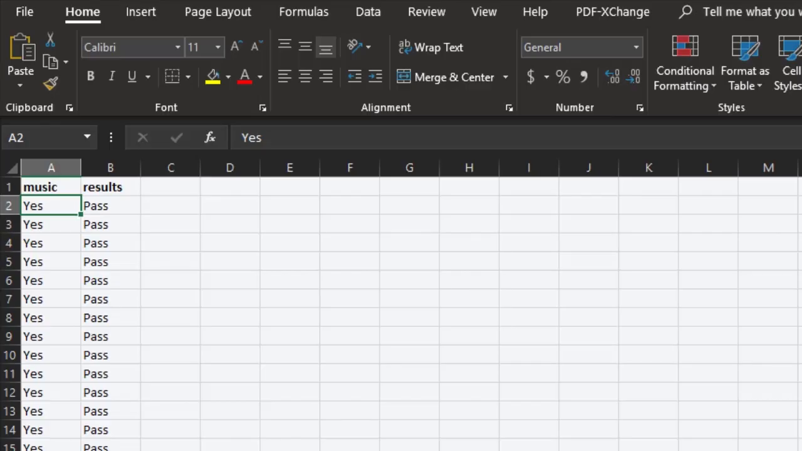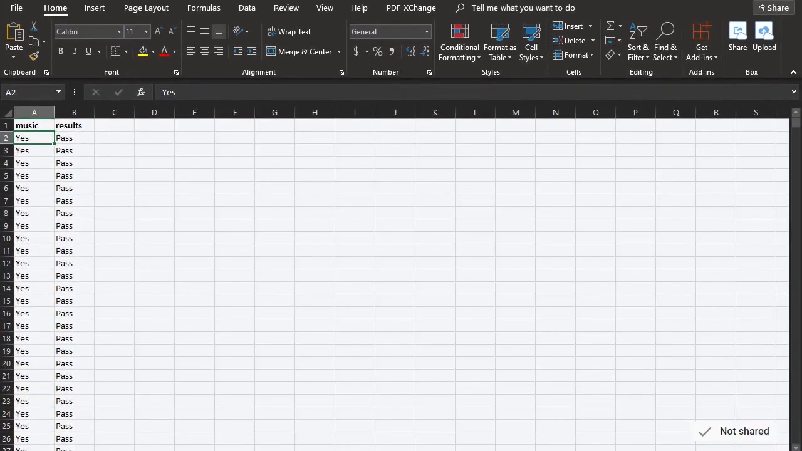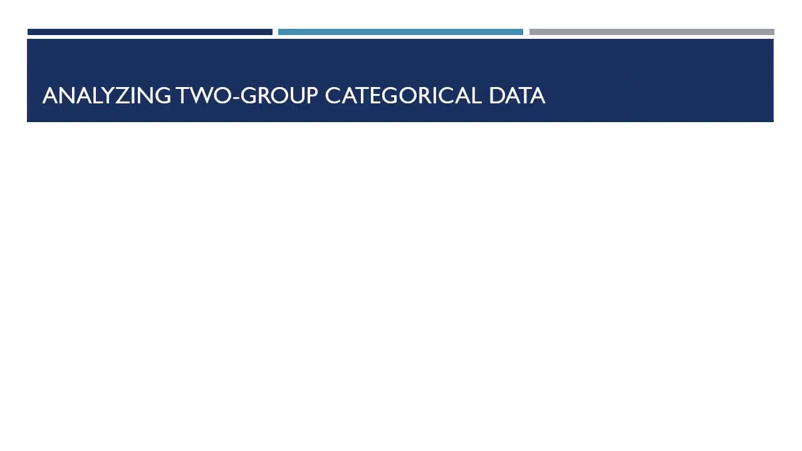We're only seeing a little small piece of the data here because there's over 6,000 students in this data set. So here we're looking at some of the students who were indeed in music instruction and who passed. If we continue to look down the data set, we would find some no's for music, indicating they were not in music instruction, and for both groups, we would see pass and fail for the results. How are we going to analyze these data? Let's take a look. Analyzing two-group categorical data.